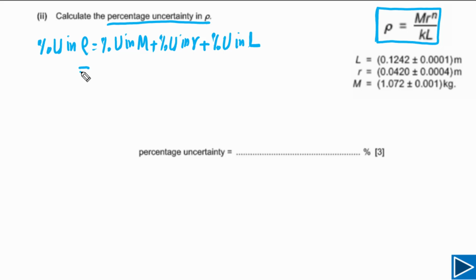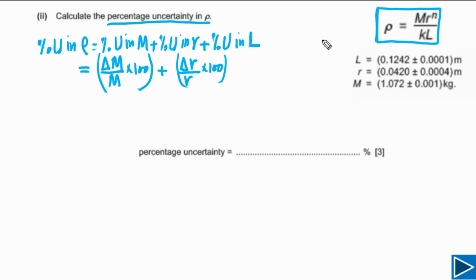So the percentage uncertainty in density is simply equal to delta M divided by M, and you have to multiply this one with 100. So this is how you can write down the percentage uncertainty in M, plus the percentage uncertainty in R. That is equal to delta R, meaning absolute uncertainty, divided by R, and it has to be multiplied with 100.